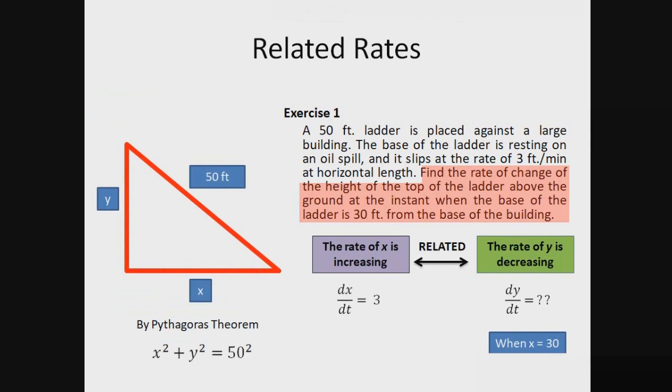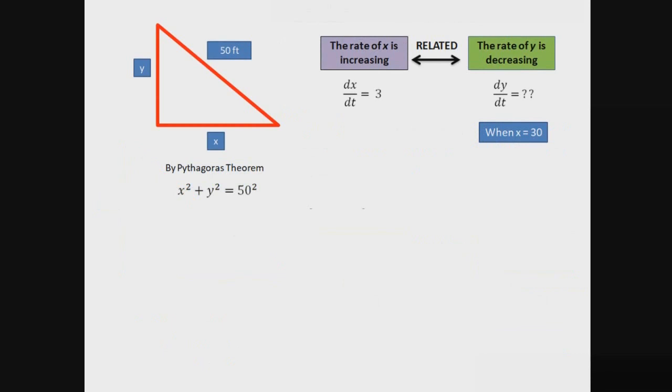Now, by looking at the triangle and the information given, the ladder has a constant length of 50 feet and there are unknown values of x and y. By Pythagoras theorem, we can create an equation, which is x squared plus y squared is equal to 50 squared. Now, at the moment when x is equal to 30, we can substitute x is equal to 30 into the equation to get the value of y. So we get y here is 40.